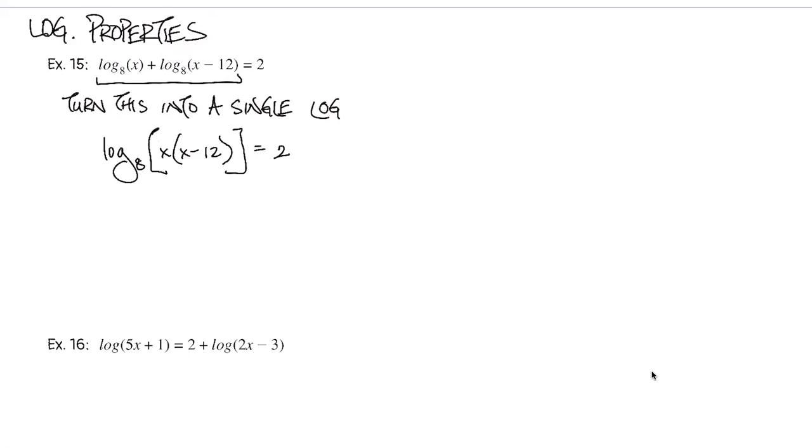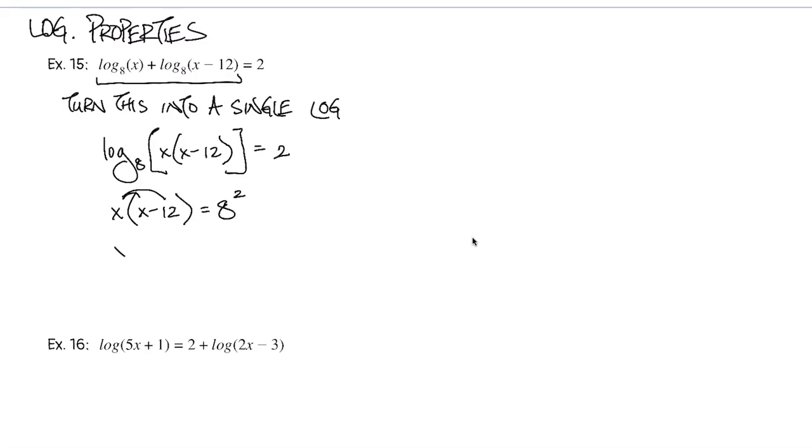Now that we have our single log, what is a reasonable next step? Turn it into the exponential form. Good. Okay, so when I write this in exponential form, I'm going to get x times x minus 12 equals 8 squared, right? 8 is our b, 2 is the number that I'm raising it to. 2 is my exponent. We want to be careful about our arithmetic here.